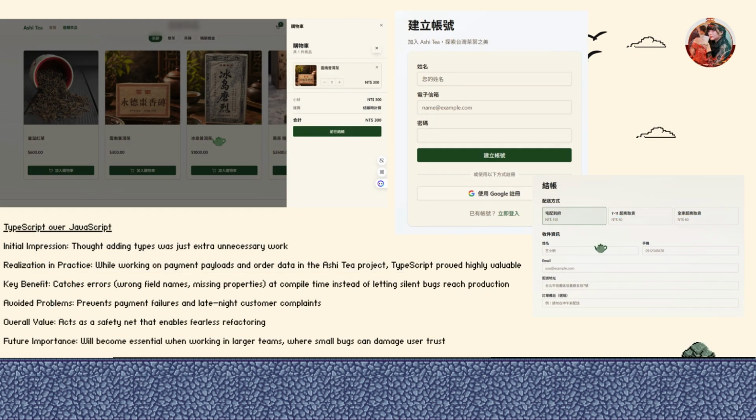First, TypeScript over JavaScript. At first, I thought typing everything was just extra work, but once I started handling payment payload and order data in my project, I finally realized that JavaScript would have let silent bugs slip into production: a wrong field name, a missing property, and the payment failed without warning. TypeScript caught this at compile time, so for me, it's not just a language choice, it's a safer choice that lets me refactor fearlessly. In the future, this will be essential when I work on larger teams, where one small bug can break trust with real users.